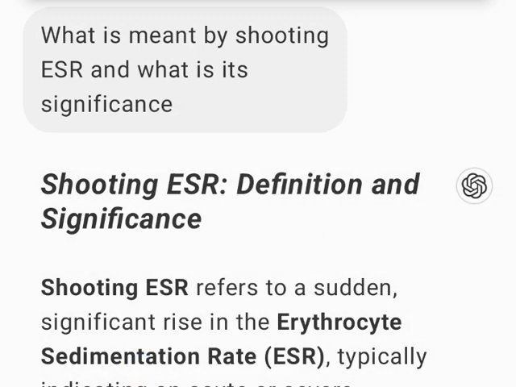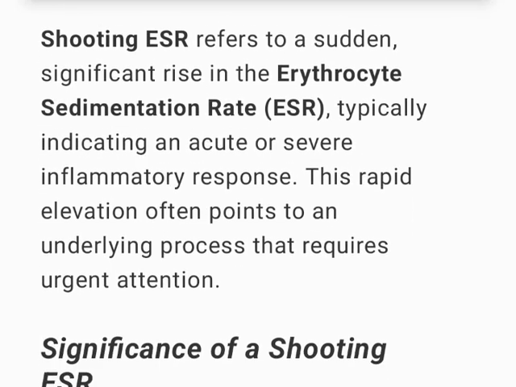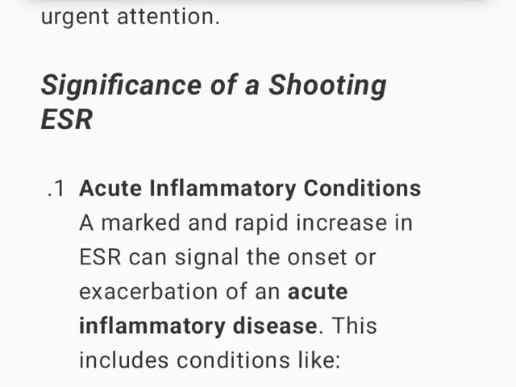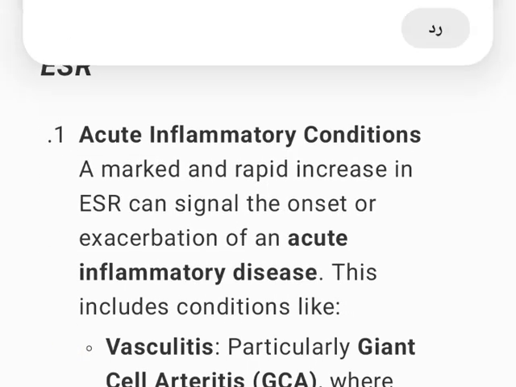Shooting ESR definition and significance. Shooting ESR refers to a sudden significant rise in the erythrocyte sedimentation rate, ESR, typically indicating an acute or severe inflammatory response. This rapid elevation often points to an underlying process that requires urgent attention. Significance of a shooting ESR.